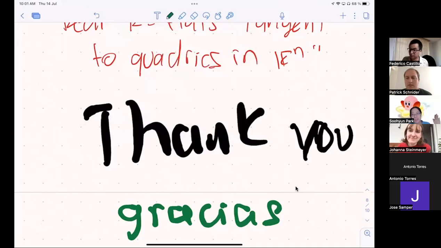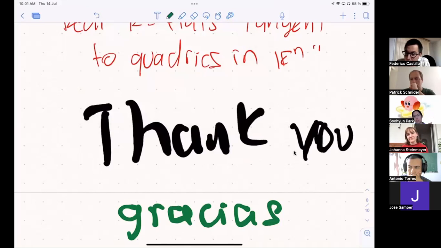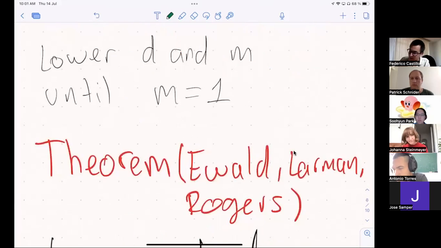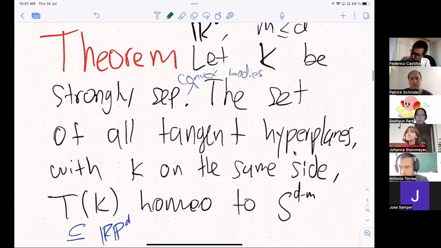Can I ask a little random question? Yes. So you're discussing these tangent hyperplanes. Let's say you have a hyperplane, you can sometimes give it a direction. Do you know anything about the possible signs, like what sides of the hyperplanes the convex bodies can be on? In general, we want all of them to be on one side. In the main theorem, all of them are on the same side.